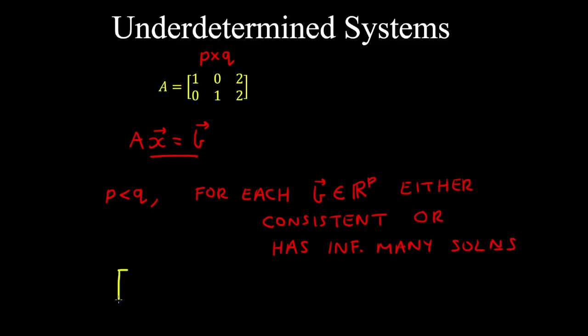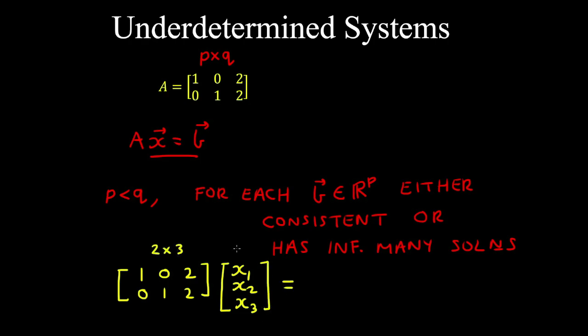So for example, given the matrix A on the left hand side, which has the following entries. So this is a 2 by 3 matrix. So our vector x must have 3 components. So a 2 by 3 by a 3 by 1 matrix results in a 2 by 1 vector on the right hand side.